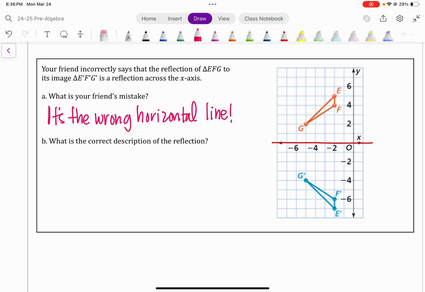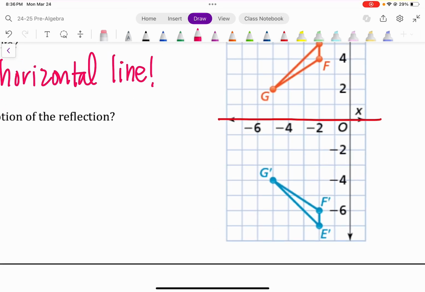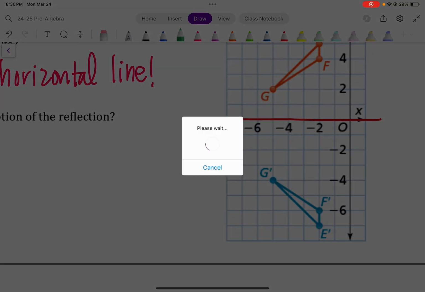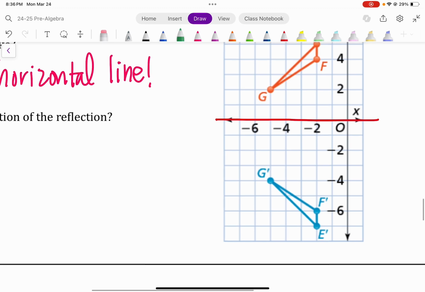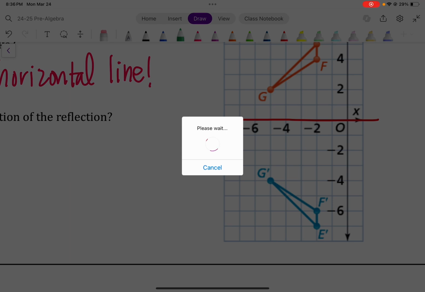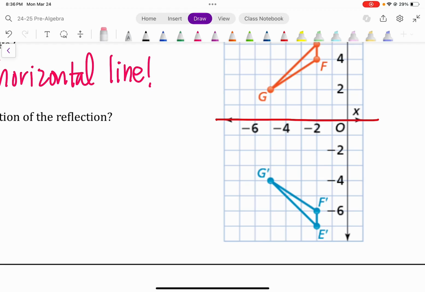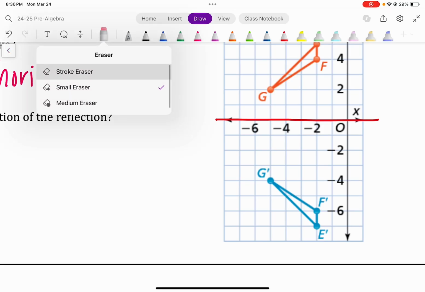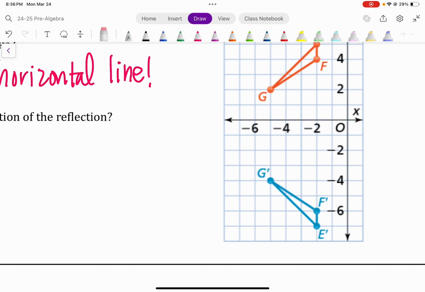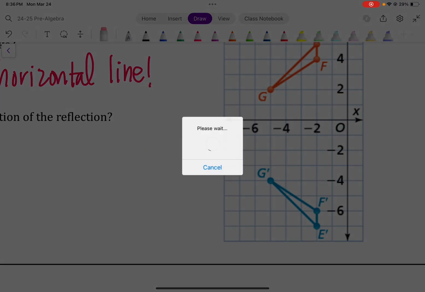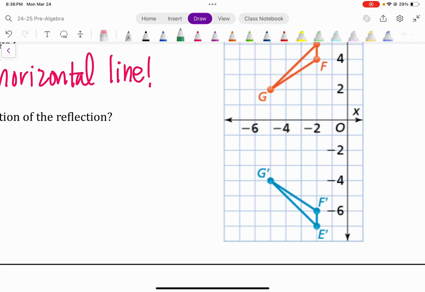The correct description of the reflection. Okay, so we don't want that red one. I'm going to pick a new color. Let's see. I'm going to find the distance between G and G prime. I could do this with any of the letters. I'm just choosing to do G and G prime. So I can tell that there are 1, 2, 3, 1, 2, 3, 4, 5, 6 spaces between G and G prime.